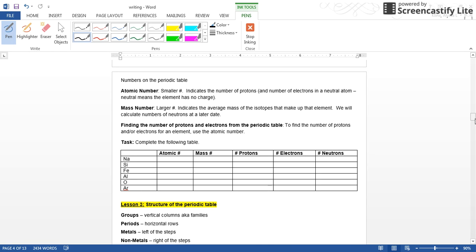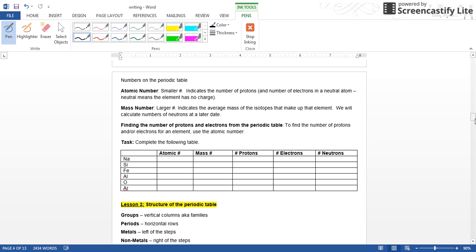The atomic number is the smaller number, and it's generally found on top of the element. You'll see it in the upper left or right, or even in the middle of the cell on the periodic table. It indicates the number of protons, and the number of electrons if the atom is neutral. The mass number is the larger of the two. If you subtract those two numbers, you get the number of neutrons. So we're going to work on filling out this table. I'm going to do one as an example for you, and you can work on the rest.